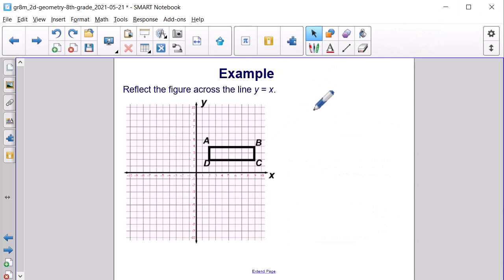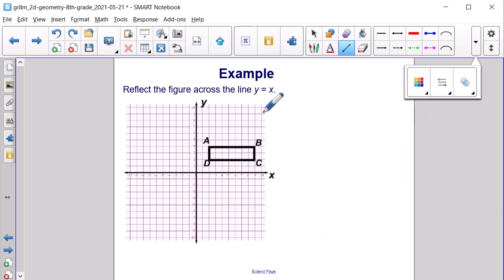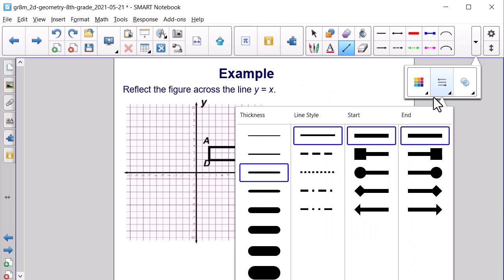Reflect the figure across the line y equals x. Let's actually start by drawing this line in. I'm going to try to separate it from what we've been doing, and I'll try to make it a little bit thicker so that we can see it.